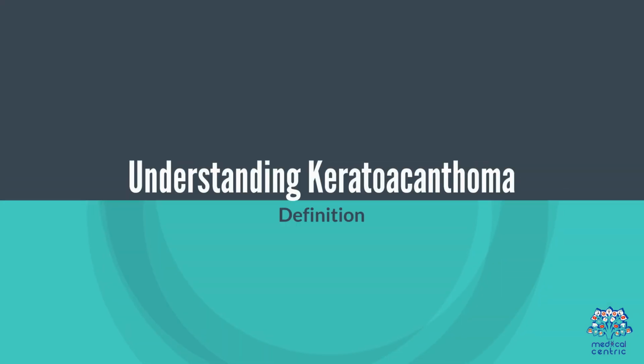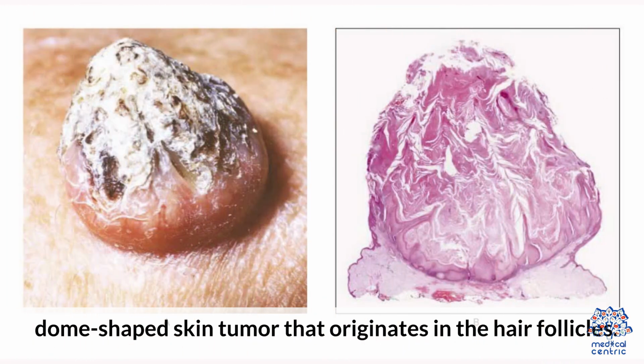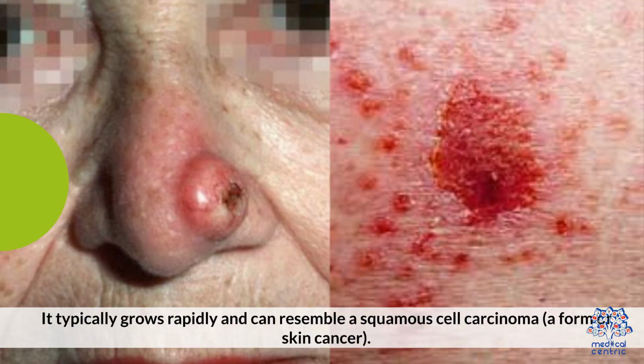1. Understanding keratoacanthoma. Definition: Keratoacanthoma is a benign, dome-shaped skin tumor that originates in the hair follicles. Growth characteristics: It typically grows rapidly and can resemble a squamous cell carcinoma, a form of skin cancer.